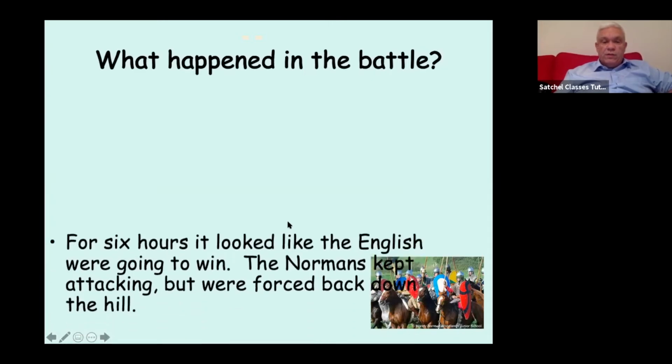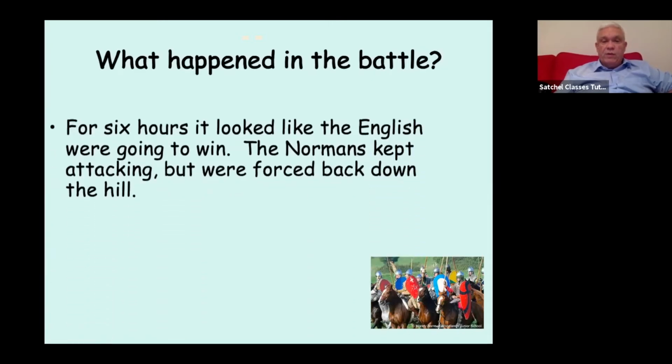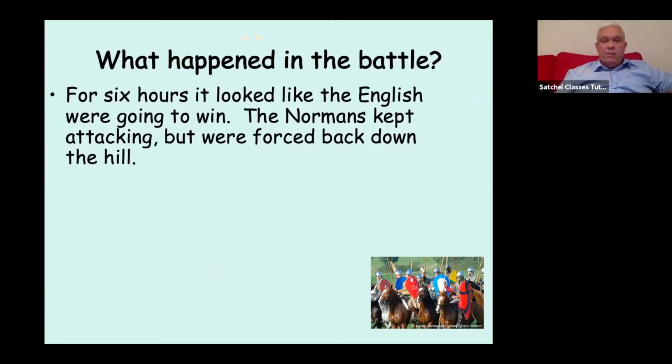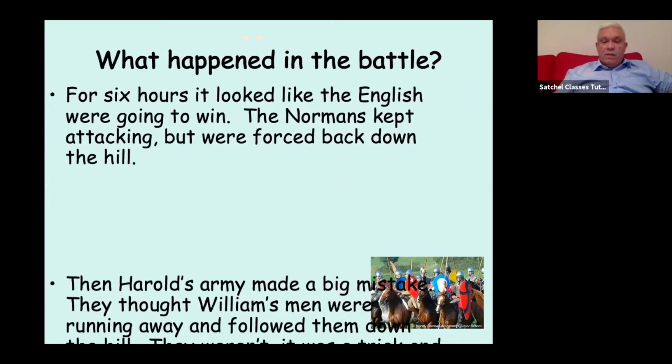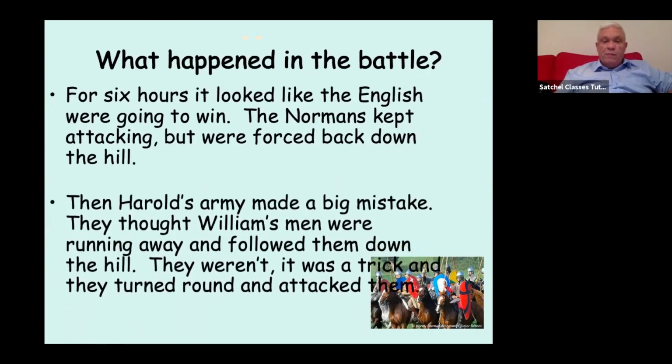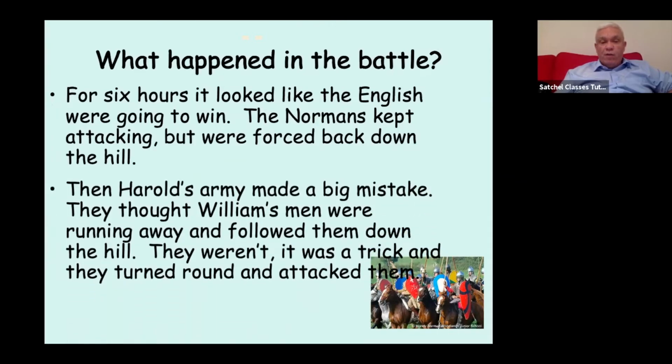So for six hours, it looked like the English were going to win. The Normans kept attacking, but were forced back down the hill. Then Harold's army made a big mistake. They thought William's men were running away and followed them down the hill. But they weren't. It was a trick, and they turned around and attacked them.